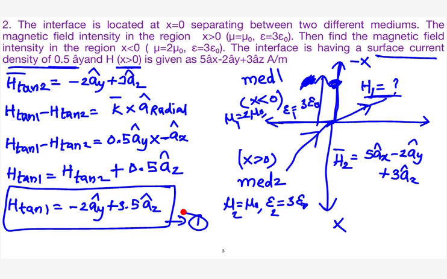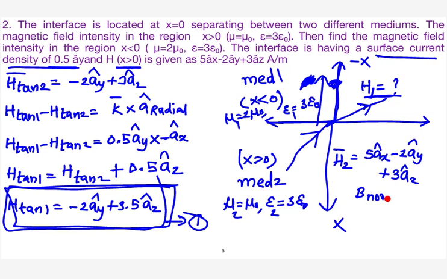So up to this point, is anybody having a question? Till this point in finding H tan 1. If it is over, try to do it for the normal component. So for the normal component, you already know what that is.